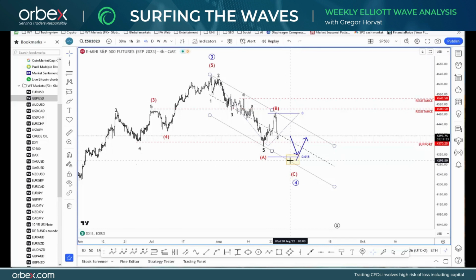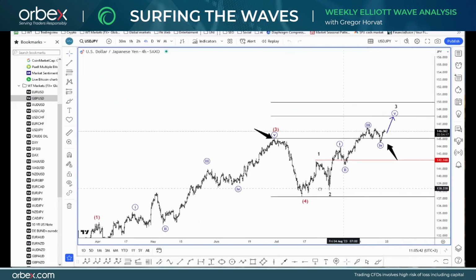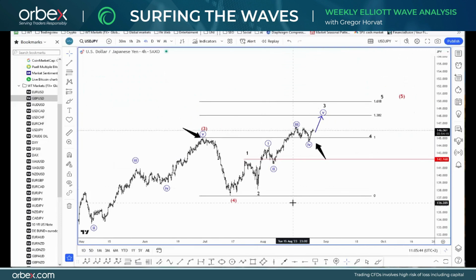So for bulls to stay in the game, I'm talking about the higher degree time frames, we definitely want to see a bounce higher away from that area. For now, when we are still in risk-off mode and US yields are rising, we are obviously seeing US dollar yen still trading to the upside.